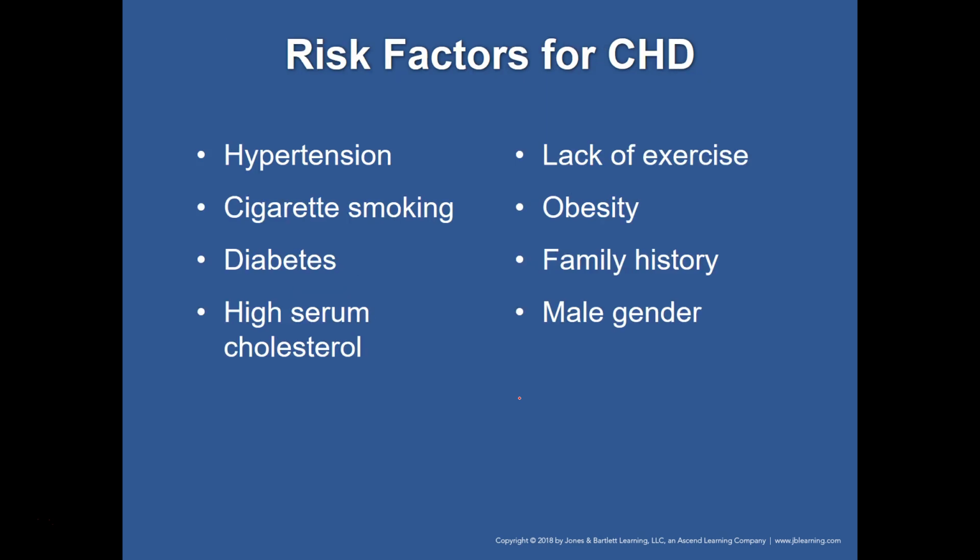So risk factors: hypertension, cigarette smoking, diabetes, high serum cholesterol. All of these are things that we can do something about, right? They're modifiable for the most part. Male gender, family history, you can't do a lot about that either. But you have a couple of things here people can do something about.